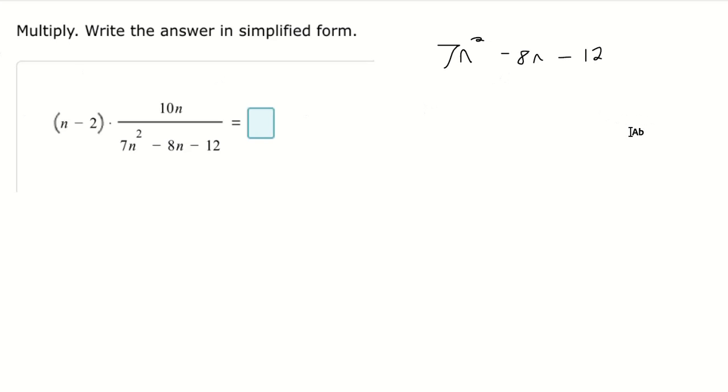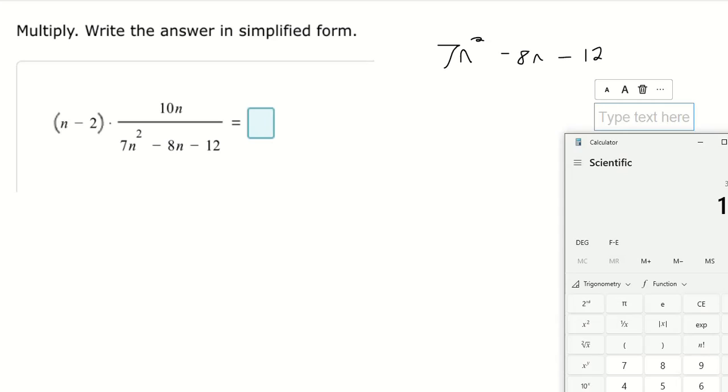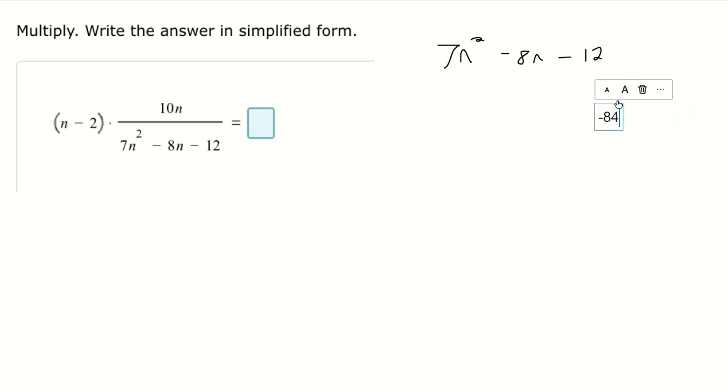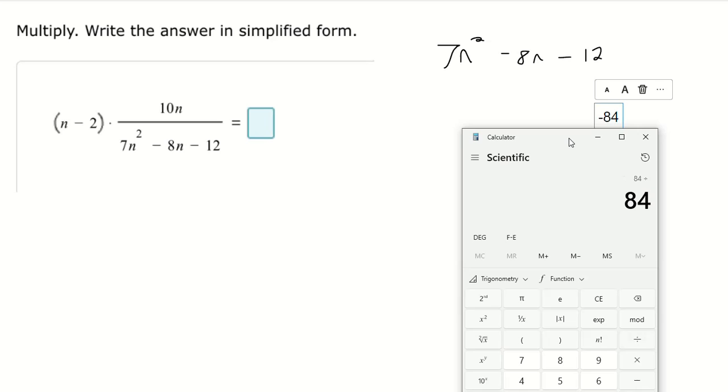So the way to do it with this method is to multiply the first and the last number. Do 7 times 12. That makes 84, and that's a negative 84 because it's a negative 12 that we're multiplying. So we need two numbers that multiply to be negative 84 but add to be negative 8. So I'm just going to try some guesses. I divided 84 by 4, and I got 21. So that means 21 times 4 would make 84, but I can't make one negative and one positive to come out to be negative 8.